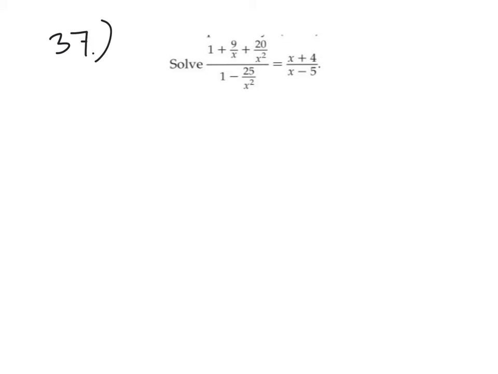Last problem I wanted to go over was number 37 in your textbook. If we notice what's going on, we have a rational expression in a numerator and a rational expression in the denominator. So what I would recommend is taking these piece by piece. I would simplify this first and this, and see if we can simplify the entire left side of the equation after we do that.